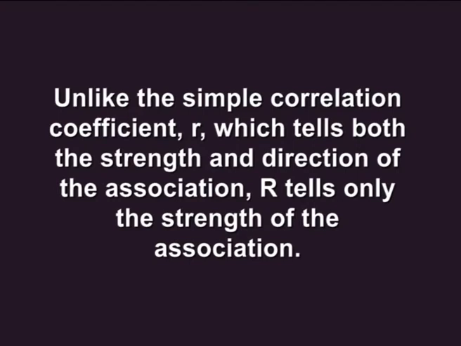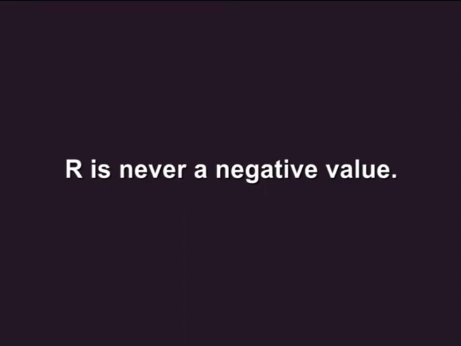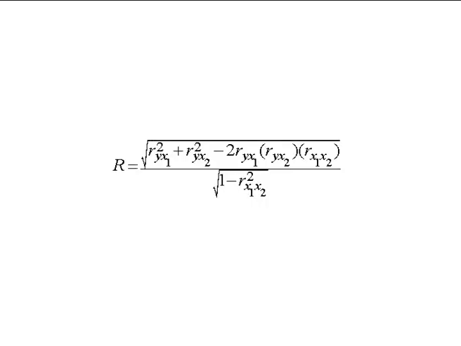Unlike the simple correlation coefficient small r, which tells both the strength and the direction of the association, capital R, that is the multiple correlation coefficient, tells only the strength of the association. R is never a negative value. Formula for R: the formula for two independent variables x1 and x2 is shown on the screen.